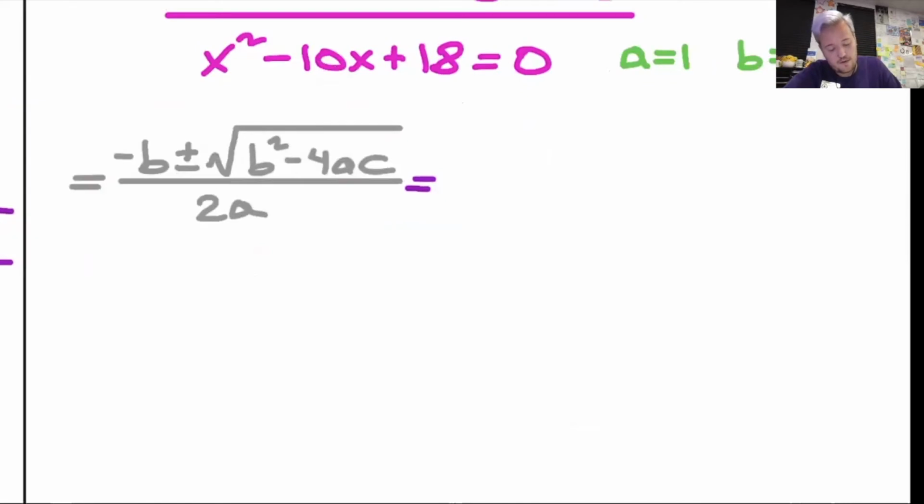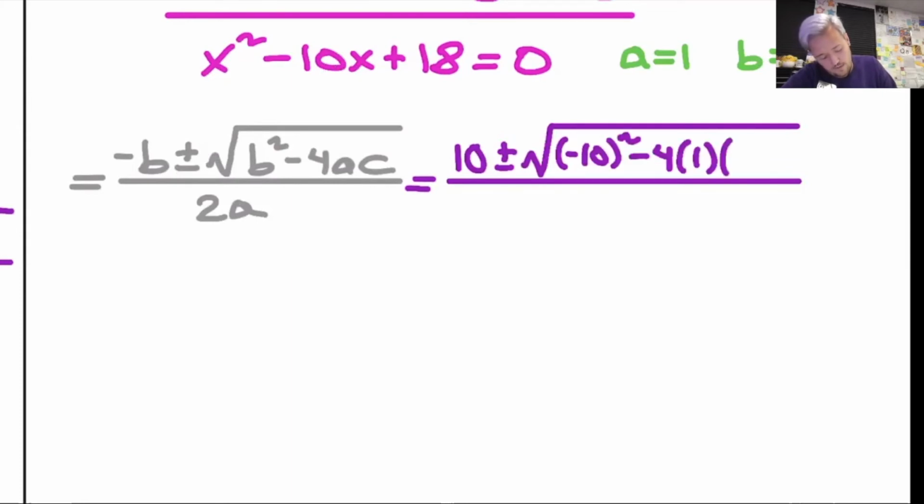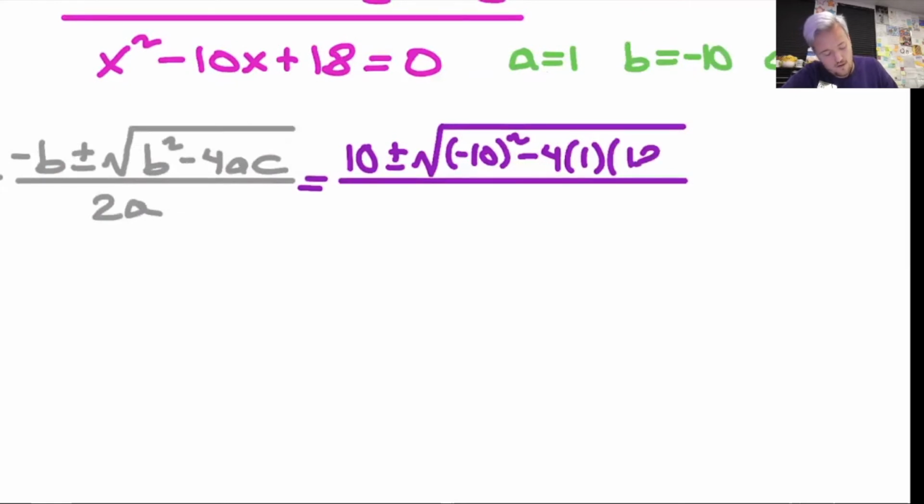All right, and I'm going to start filling in those values. So the opposite of 10, so I want a positive 10 plus or minus the square root. So I want negative 10 parentheses squared minus 4 times 1 times 18. That's going to be all over 2 times 1.